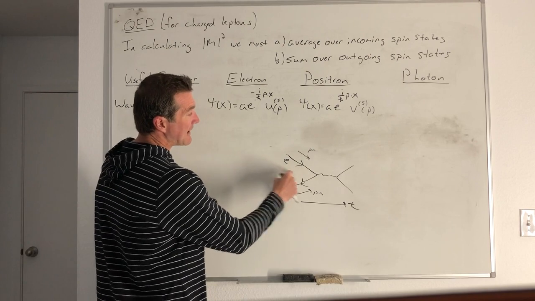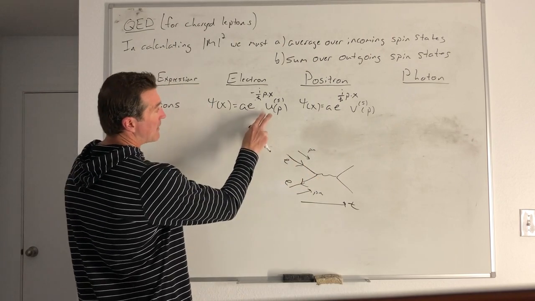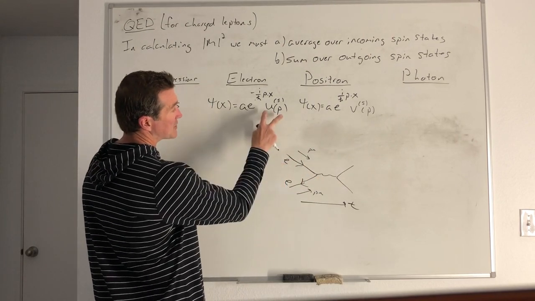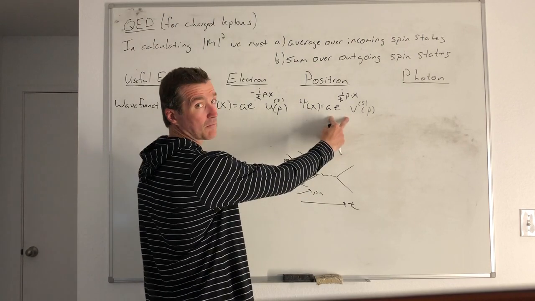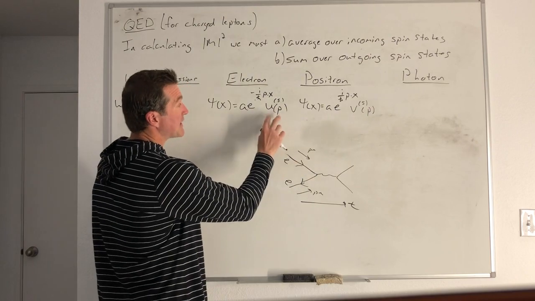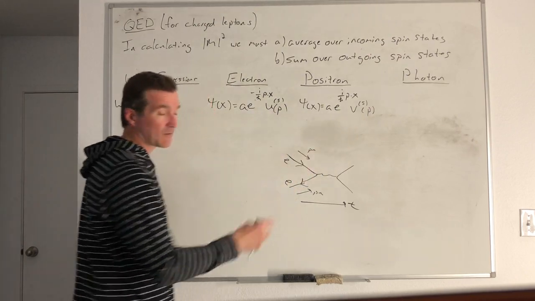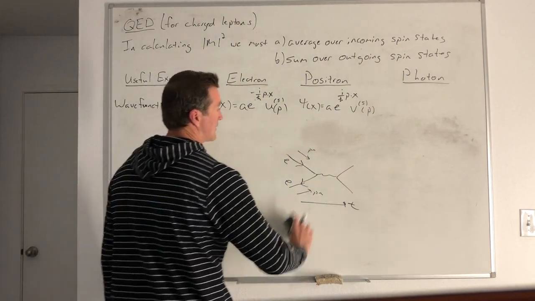So when I'm writing down this M, I'll have to write down a contribution from this incoming electron of this form and a contribution from this incoming positron of this form. And I'm just making sure that I use u and v because I don't want to get them mixed up.